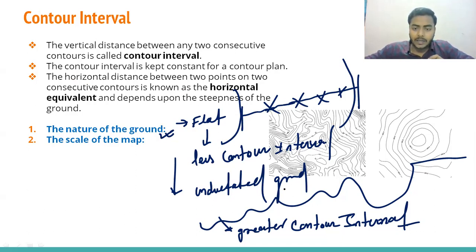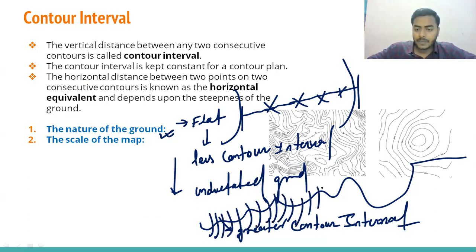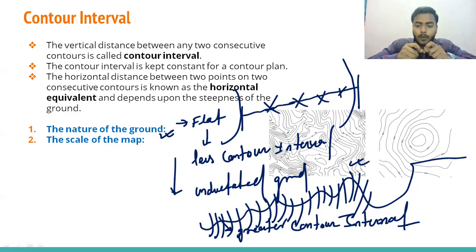On the other hand, in undulated ground, suppose you have taken a very small contour interval. So we will see a number of contour lines like this, like this, like this. It is true that we will get the actual features of the ground, but the problem is that the contour lines are very close to each other. Features we will get, that is no issue, but the contour lines will be close to each other. So that is a problem. In this case, we have to increase the contour interval.